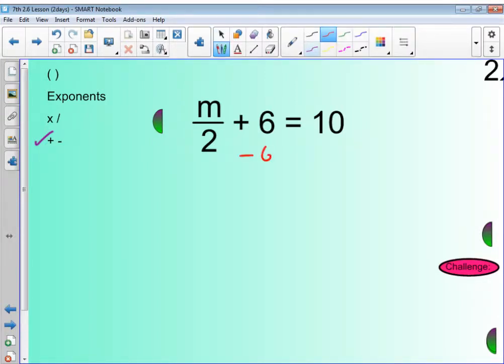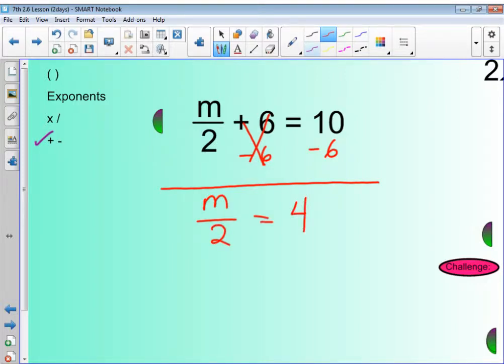So minus 6. Minus 6. Now I have m over 2 that's not crossed out equals 10 minus 6 is 4. Okay, so now, right now it's m divided by 2. The opposite is times 2. Cancels out because it's really 2 over 1 times 2. I just found out that m equals 8.